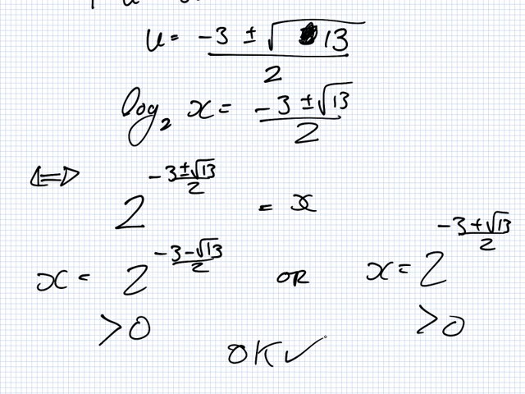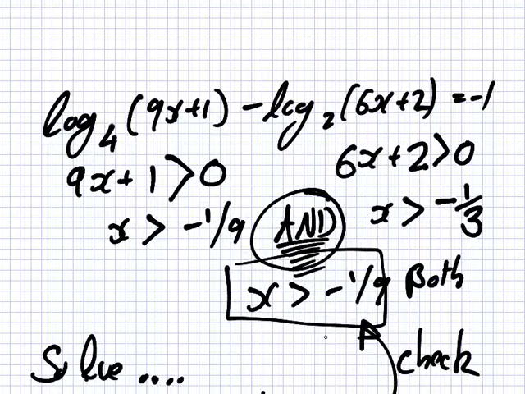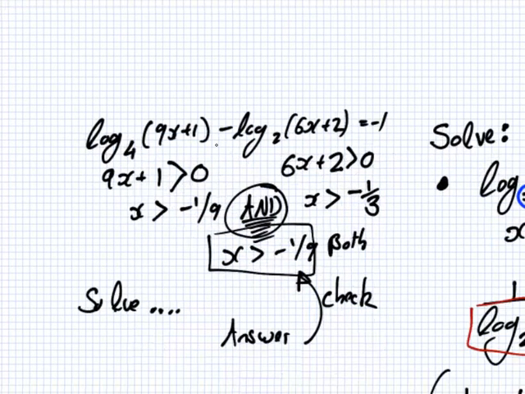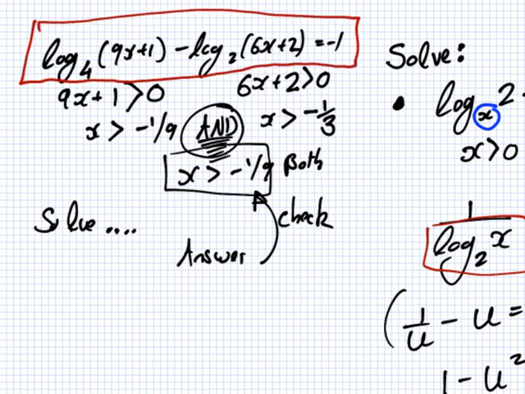Okay, continue. Now, what I want you to try, which I'll do in a minute, is the one we were talking about a moment ago. So I want you to solve this. Log 4 of 9x plus 1 minus log 2 of 6x plus 2 equals minus 1. And you already know your answer should be bigger than minus 1 over 9. We've already checked that. So now I want you to try and solve it. Make sure your answer is bigger than minus 1 over 9. Okay, I'll give you a minute. Solve this now.